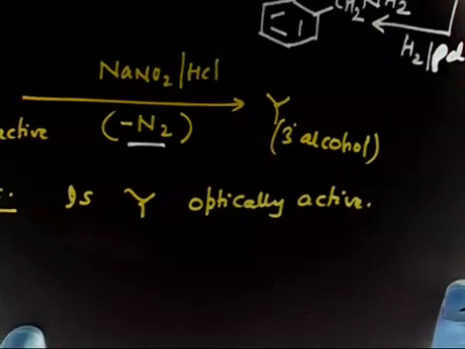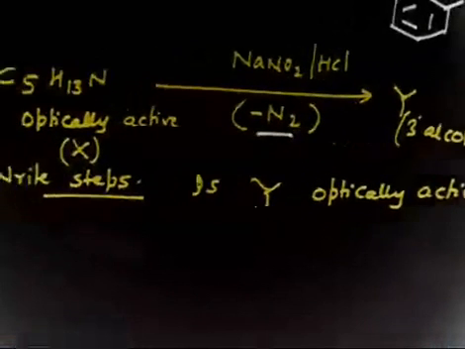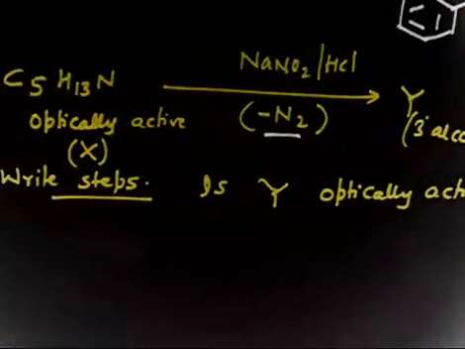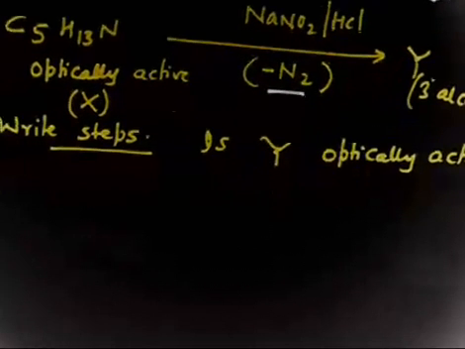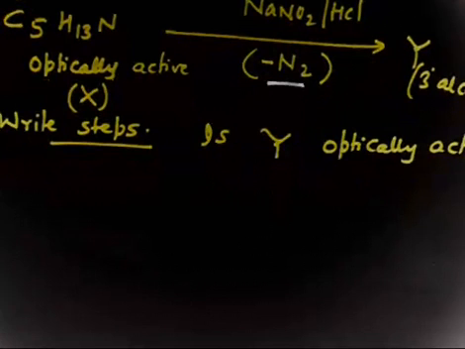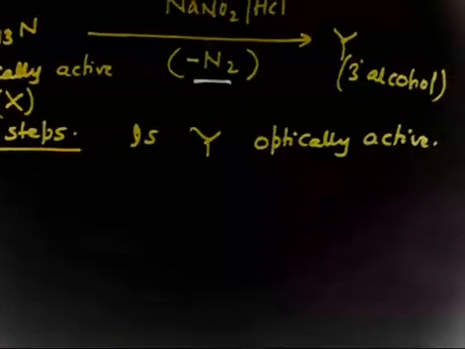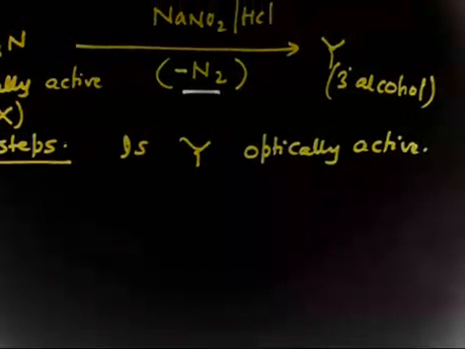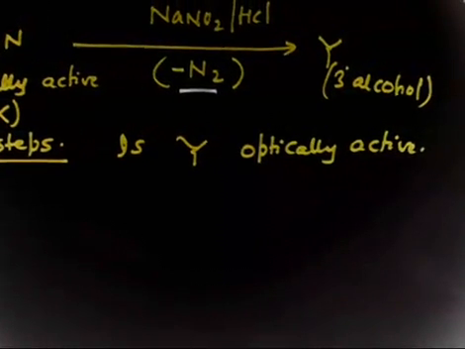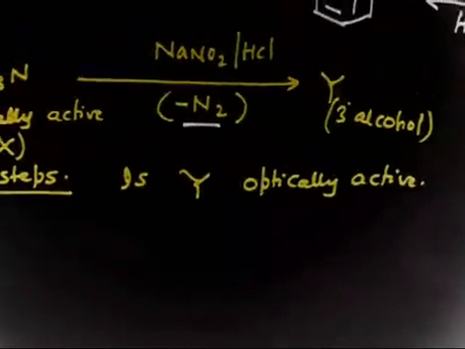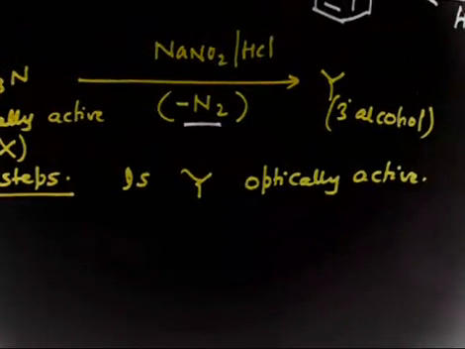The question says write down the steps for the following reaction. That is, you have to write down the mechanism, and in the end you have to tell me whether Y is optically active or not. So let us take some time and see how many of you can do this one. This is quite an easy problem. It is a mechanism based problem, already asked in JEE. These questions we are discussing have already been asked in JEE.